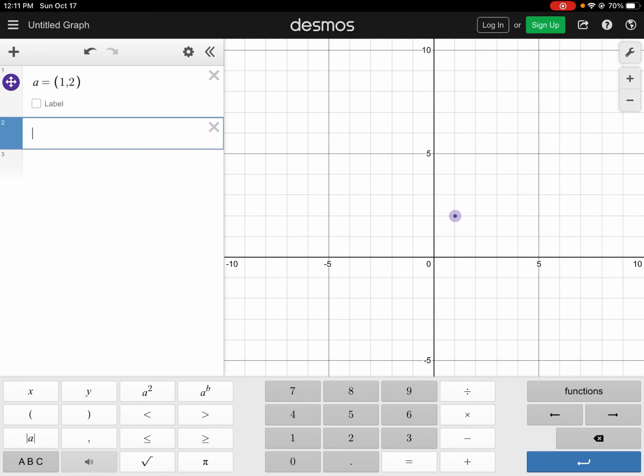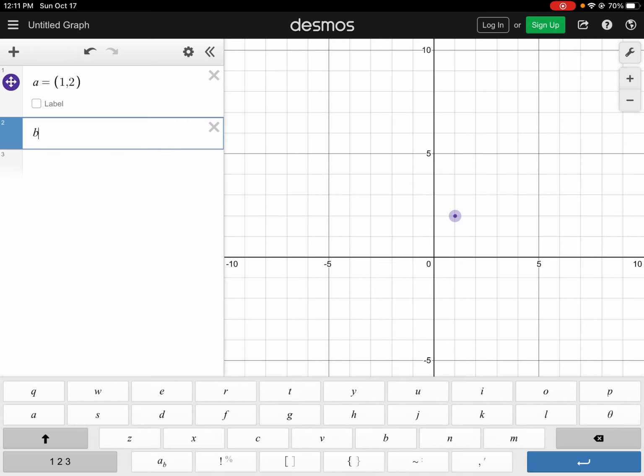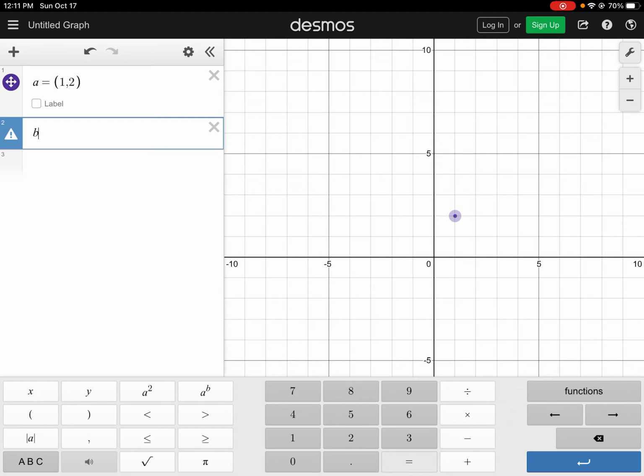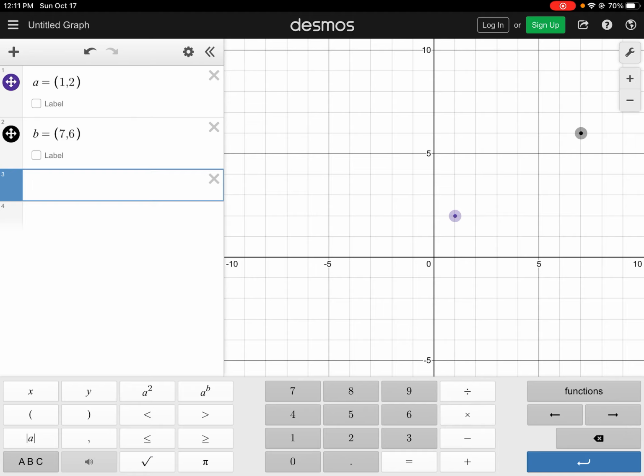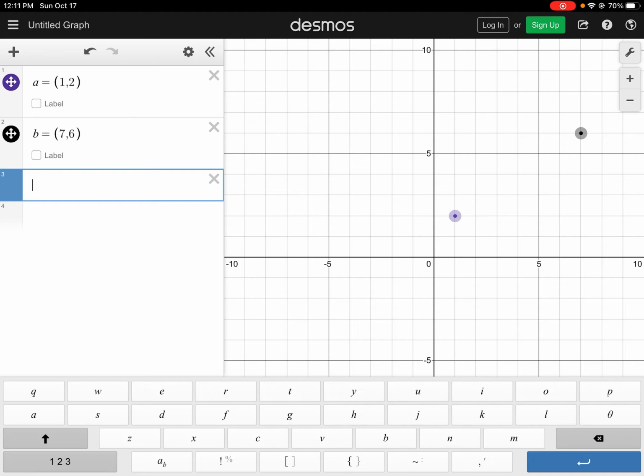Then you go to the next box and use a different letter. I'm going to use B. I'm going to say B equals, and type in the second endpoint, which was (7, 6). Okay, and look, Desmos has now graphed that. Now, if you want the midpoint, go to your keyboard and type in the word midpoint.